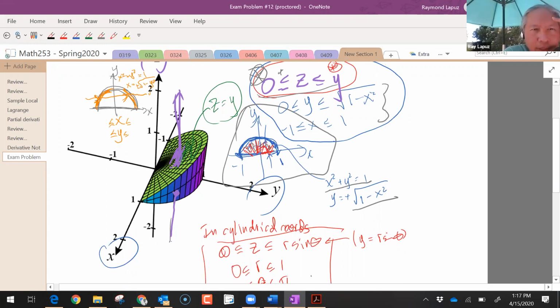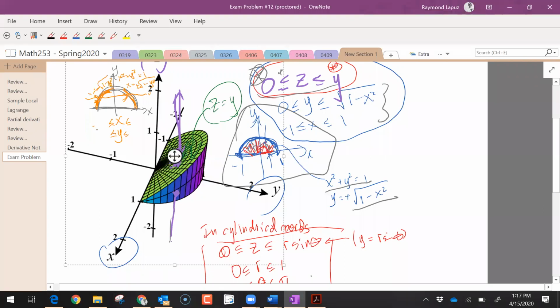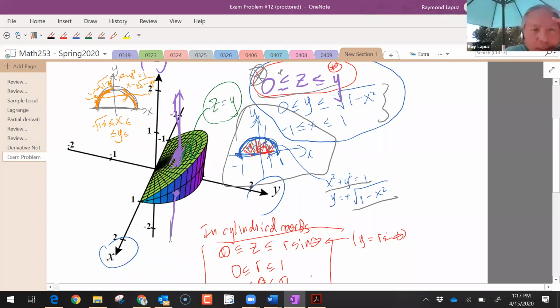So it looks like I will enter here through x equals negative square root of 1 minus y squared. And then I would be inside of my region, and then I will exit through the positive square root of 1 minus y squared. If you do it with respect to x first, that's what you'll need to do.